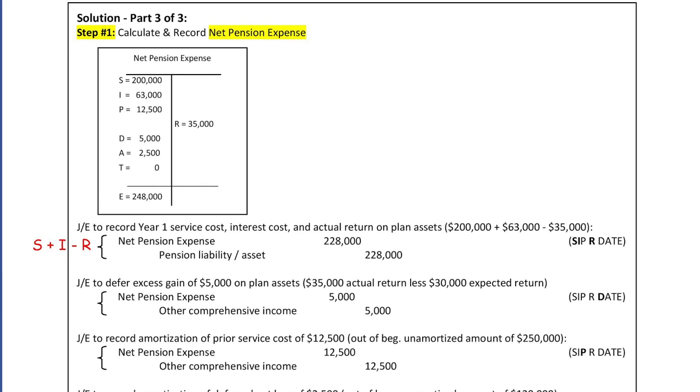Now the next journal entry, that's to defer the excess gain of $5,000 on plan assets. So the actual return was $35,000, but the expected was only 30. So defer the excess gain on plan assets. Write D there. The debit is to net pension expense. The credit, that's to OCI for the period which goes into accumulated OCI. So right there, defer excess gain on plan assets.